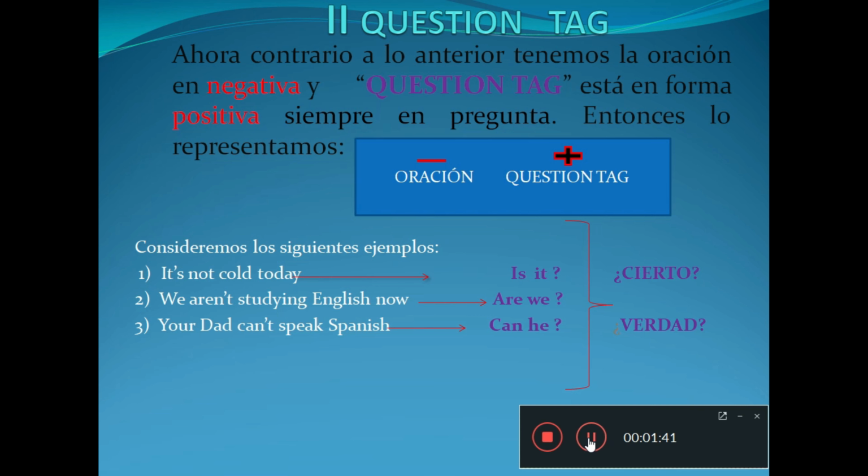Now, contrary to the above, we have the negative sentences, and the question tag is always in a positive form, which we represent by sentence minus, question tag plus. For example, it's not cold today, is it? Sentence 2. We aren't studying English now, are we? Sentence 3. Your dad can't speak Spanish, can he?